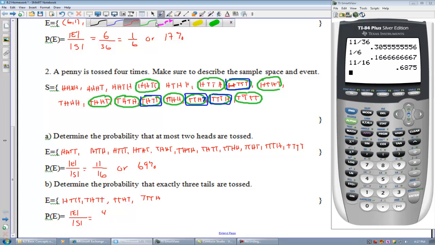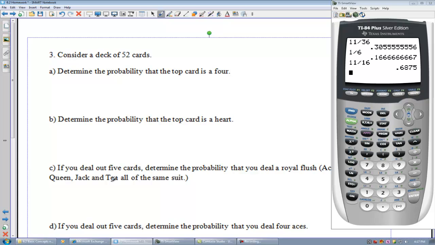There's 16 things in S. So this is 4 divided by 16, which equals 1/4. This one I know in my head, it's 25%. So 25% of the time I will toss exactly 3 heads. All right, let's look at the next page.